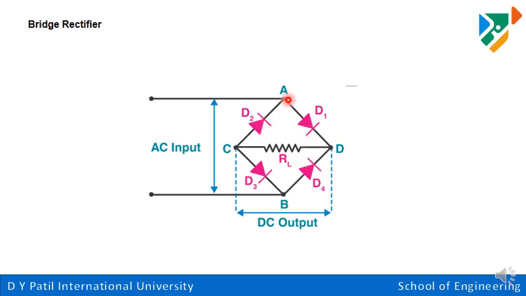Here we apply the input between points A and B, and we take the output between points C and D, where the load is connected. The diodes are connected in such a fashion that in any cycle, out of the four, two diodes are conducting. So this is the construction of the bridge rectifier.